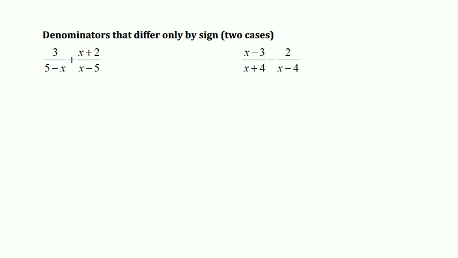Denominators that differ by sign. We have two different cases here of denominators differing by sign, but they are handled very differently. In this first case, we can see, looking at these denominators, because they are both subtractions but written in the reverse order, these differ by a factor of -1.